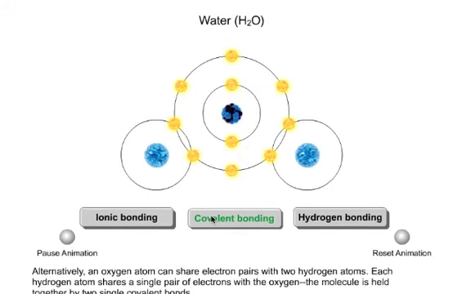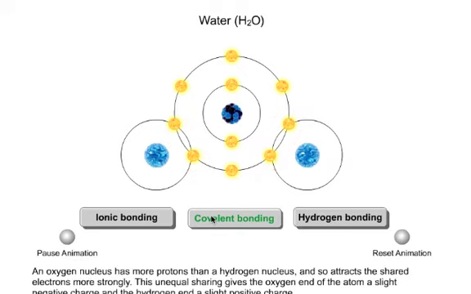Alternatively, an oxygen atom can share electron pairs with two hydrogen atoms. Each hydrogen atom shares a single pair of electrons with the oxygen. The molecule is held together by two single covalent bonds. An oxygen nucleus has more protons than a hydrogen nucleus, and so attracts the shared electrons more strongly.